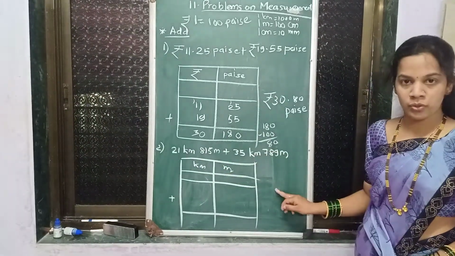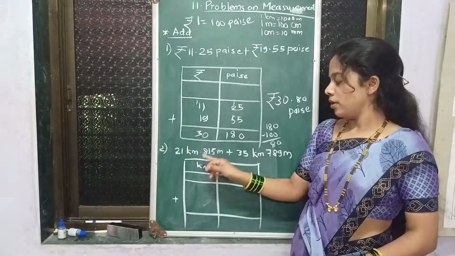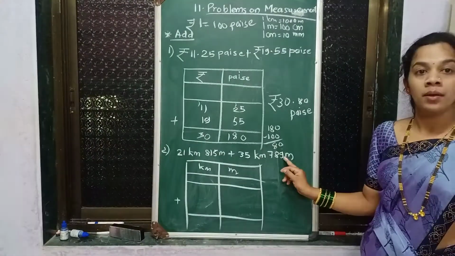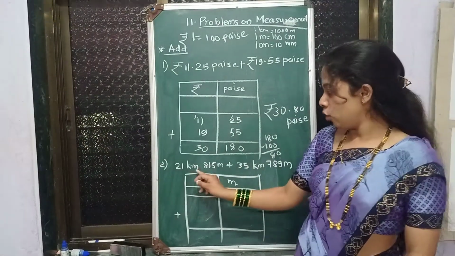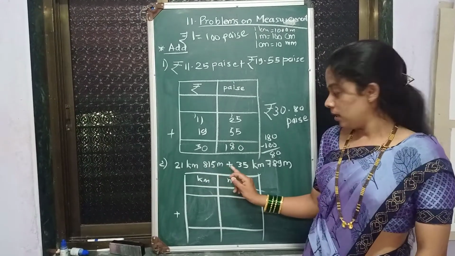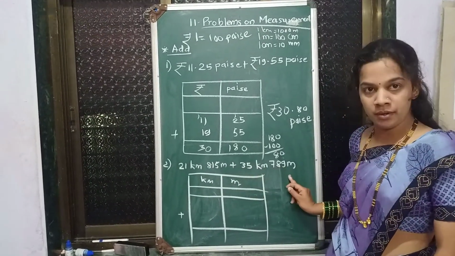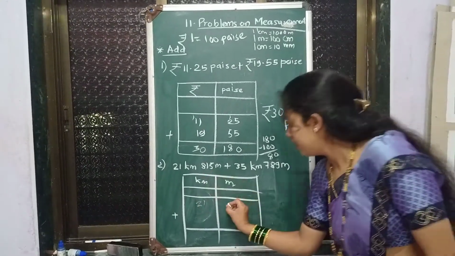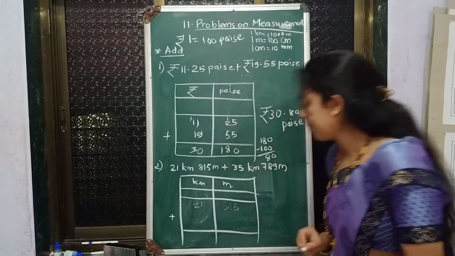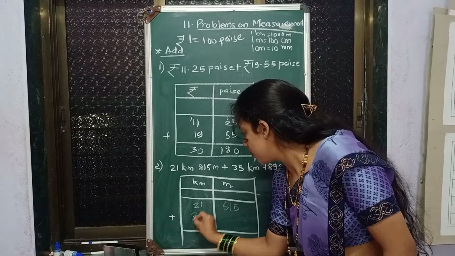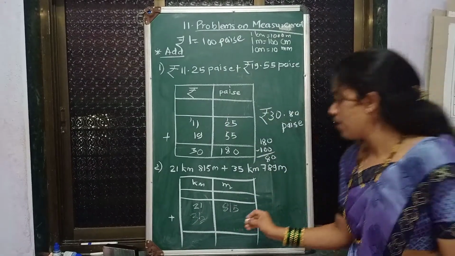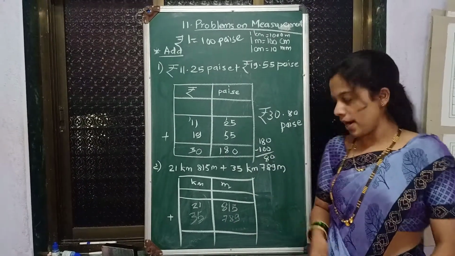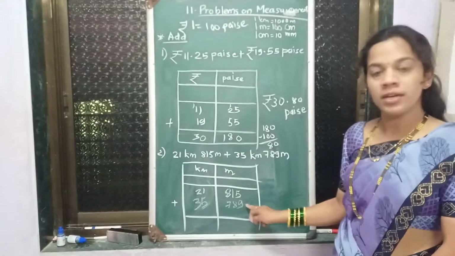Now we will see the next question, that is 21 kilometers 815 meters plus 35 kilometers 789 meters. So I am going to write 21 over here, 815 meters over here, 35 I am going to place over here, and 789 I am going to place over here. That is addition now, so we are going to do proper addition. 5 plus 9 is how much? It's 14.